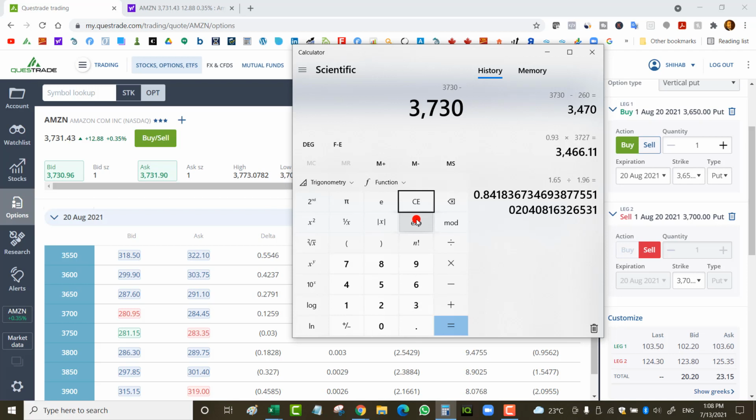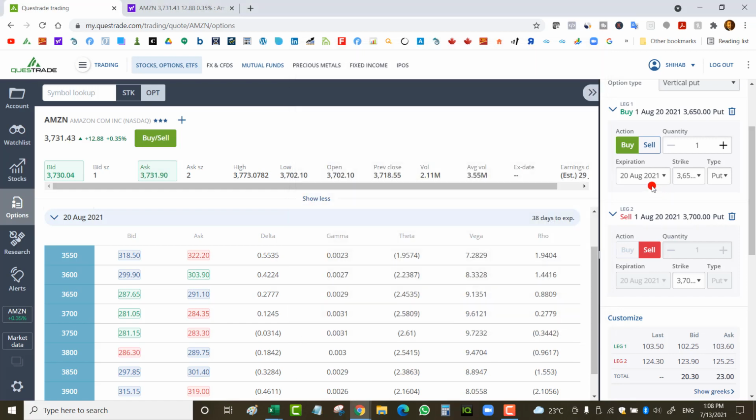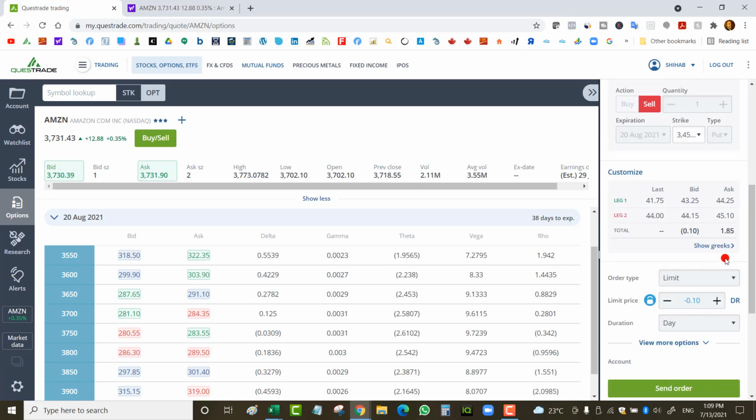37.30 minus 280 points is about 34.50. So now let's do a 34.50 put spread: 34.50, 34.45, 5 points wide. I should be able to collect $1. So this means that I'll probably be able to collect about 80 cents, 90 cents.